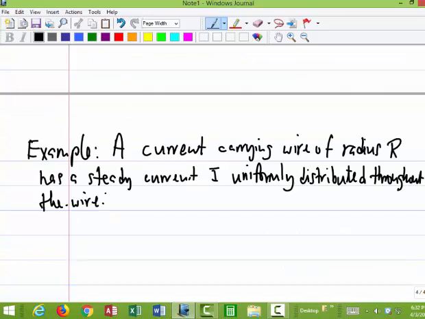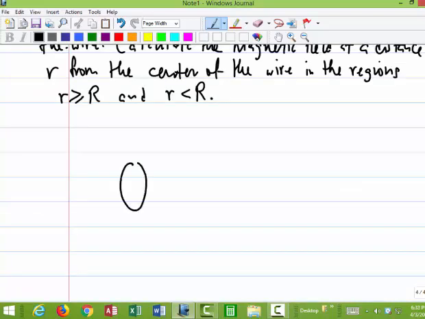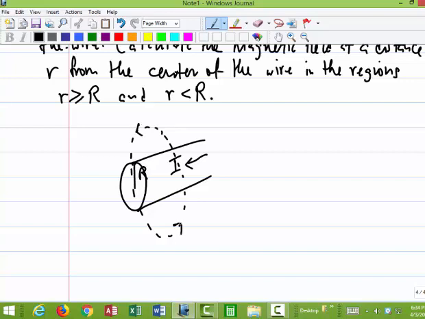So the question will be, let's calculate the magnetic field. What we have then is a wire that looks like that. The wire has radius R and carries a steady current I. You can think of the current as going this way. Because the current is going this way, by the right-hand rule the field is going to be going this way and that way. So we have this region, r greater than or equal to uppercase R, and in this region we have another little r.